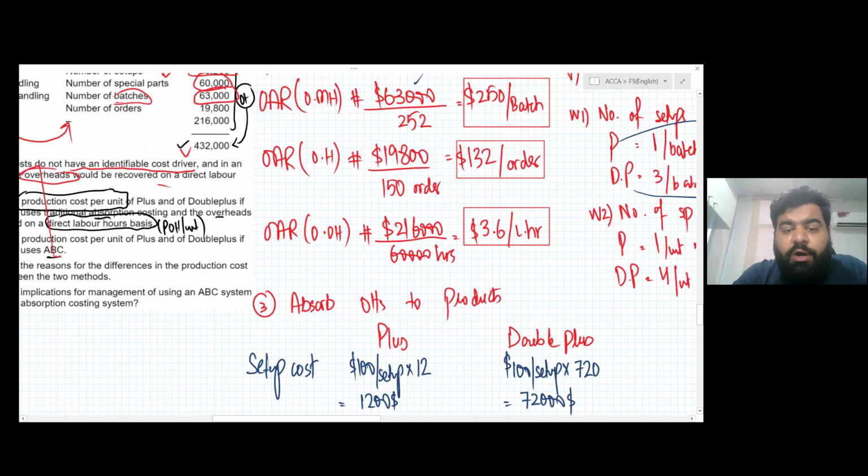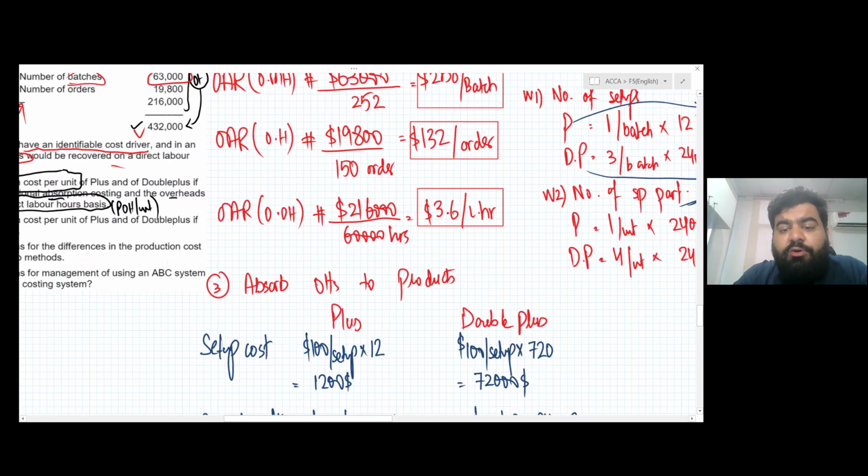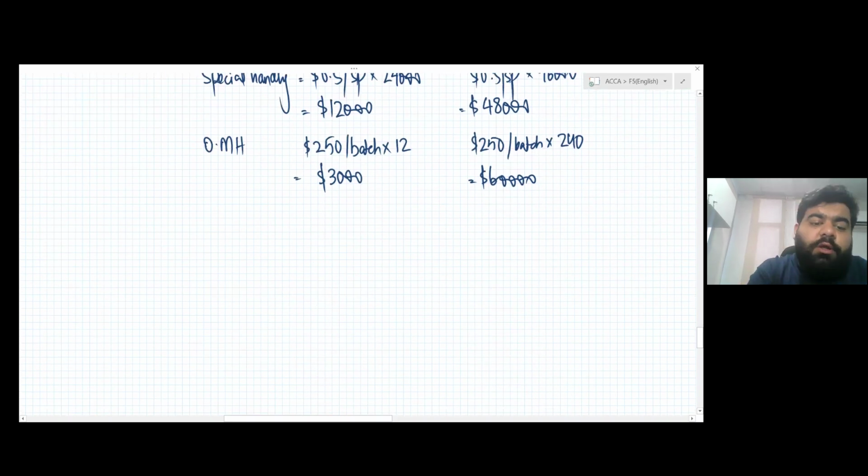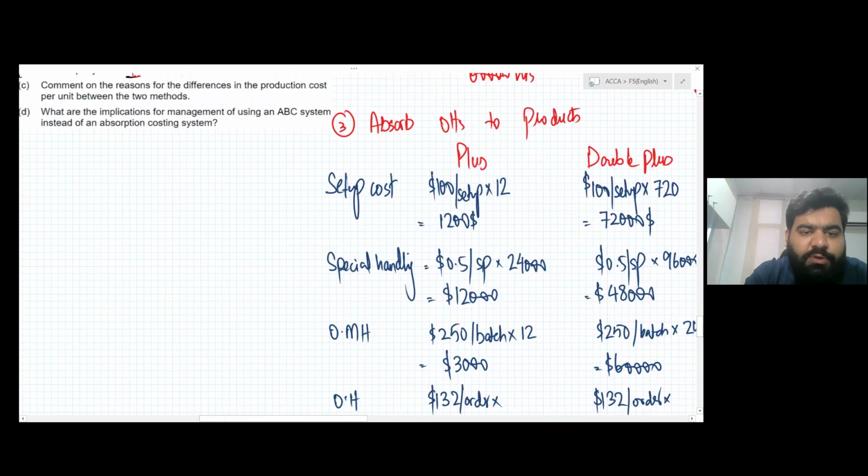After that, other handling's OAR was $132 per order. Obviously if it's 132 for one product, it's 132 for the other product as well. Just multiply by the number of orders for the relevant product.